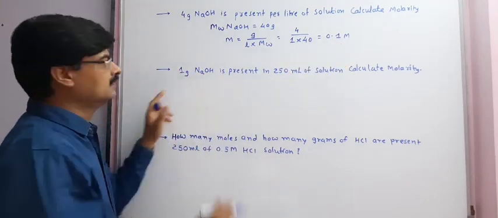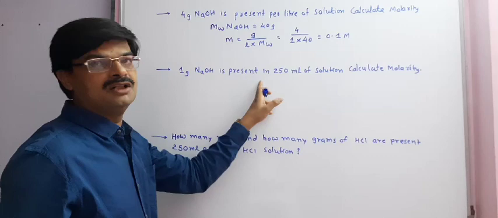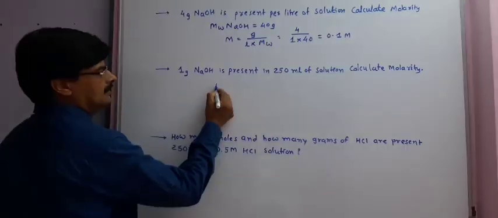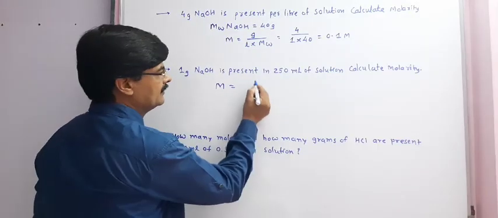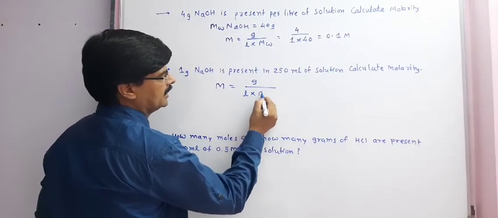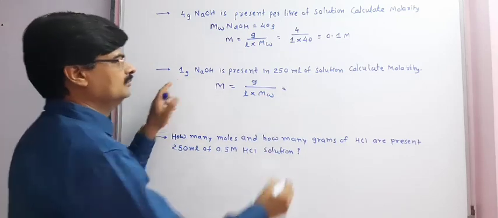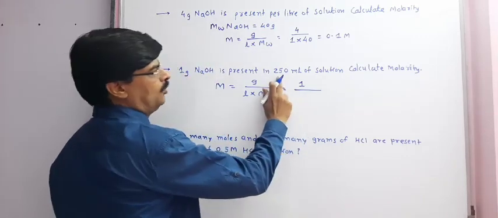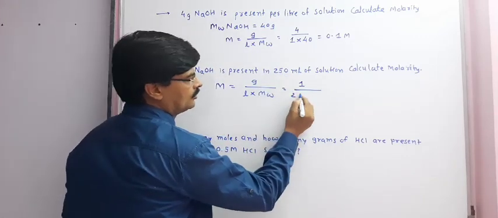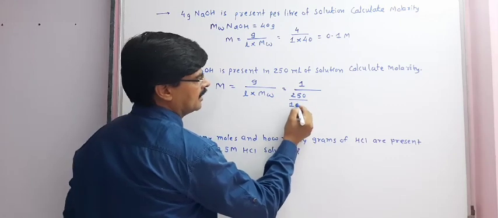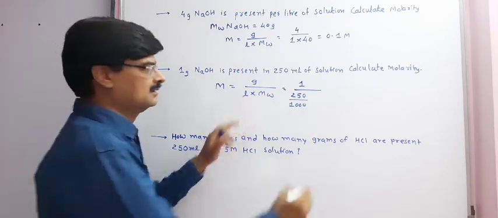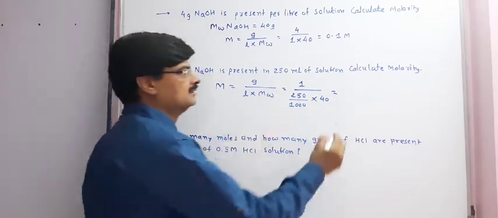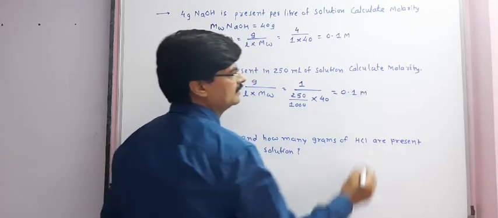Now in the second question, 1 gram NaOH is present in 250 ml of solution. Calculate molarity. Molarity is equal to gram per liter into molecular weight. Gram, 1 gram is given of NaOH, and volume is 250 ml. So 250 divided by 1000 converts into liter, and molecular mass is 40. On simplification, we will get 0.1 molar.